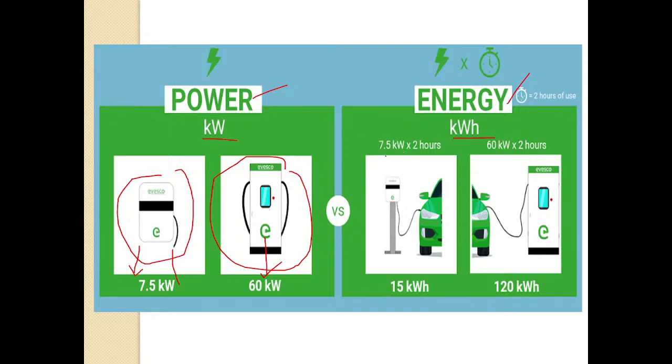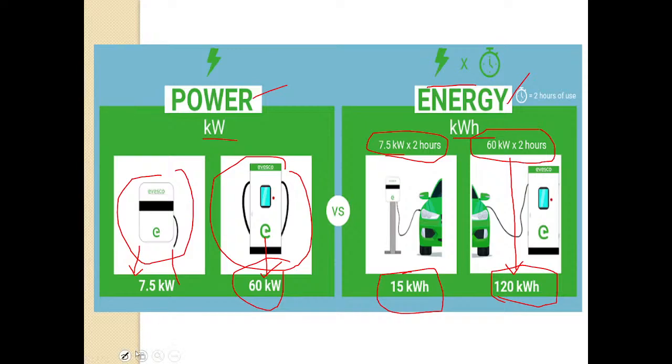When this electric vehicle charger is charging the electric vehicle for 2 hours, how much energy is consumed here? 7.5 into 2, you will get 15 kilowatt hours. And if this electric vehicle charger whose rating is 60 kilowatts is operating for 2 hours, then how much electrical energy is it consuming? 120 kilowatt hour energy is consumed.